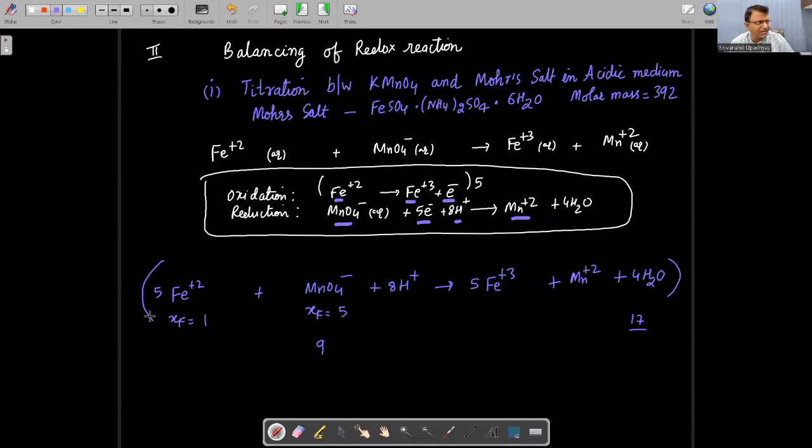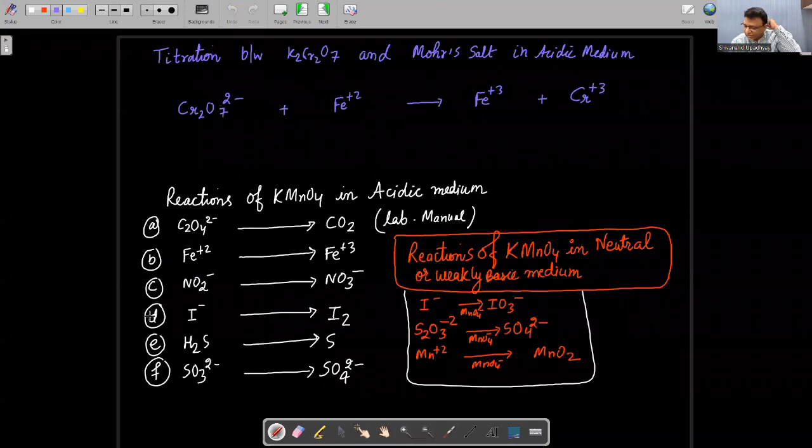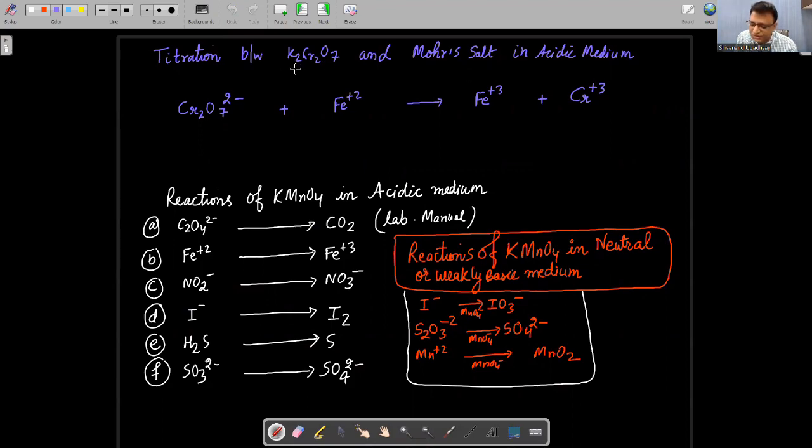Let us take another example. Again, this is the titration between K2Cr2O7 and Mohr's salt in acidic medium. This titration we do in the lab, and so many times they ask it in JEE Mains. So in balancing this reaction, K2Cr2O7 is an oxidizing agent in acidic medium only. This reaction takes place in acidic medium because K2Cr2O7 is unstable in basic medium. It will convert into K2CrO4.